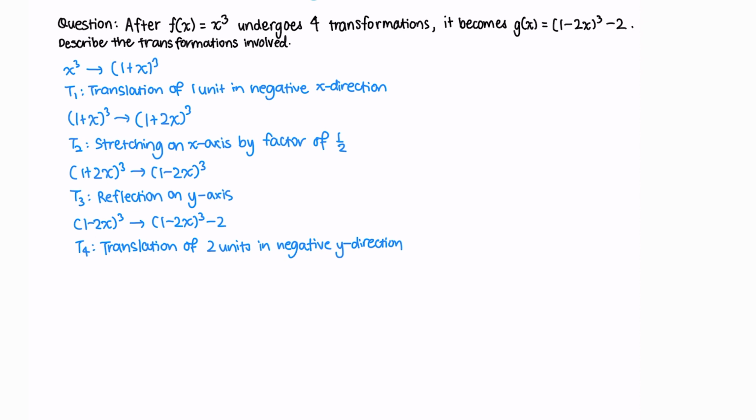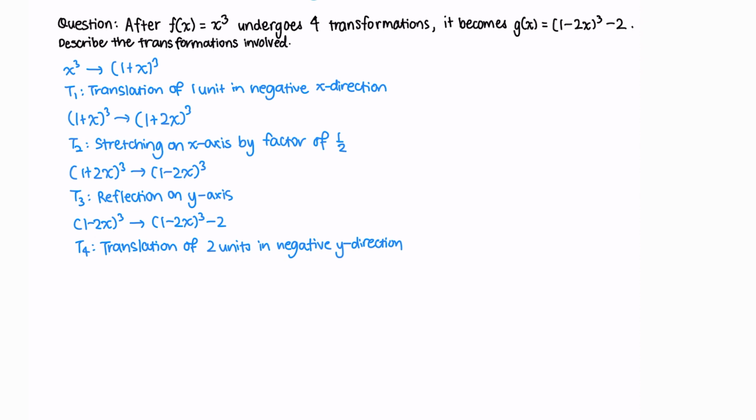So earlier, remember I said that I like to start off the transformation with translation on specifically the x-axis. Why do I want to do this? This is because the order of transformation really matters. I can't just jumble this up and say that I can stretch on the x-axis by a factor of half, followed by a translation of 1 unit in the negative x direction. That doesn't work like that.